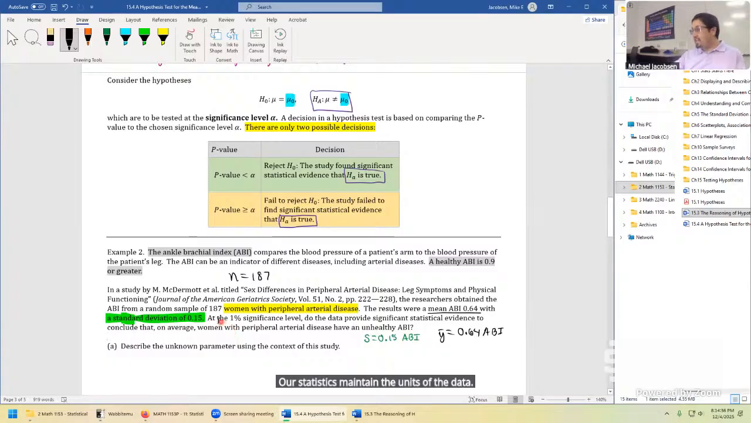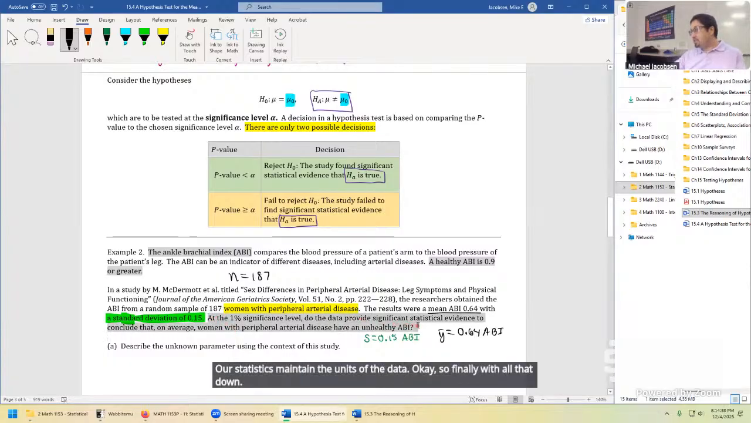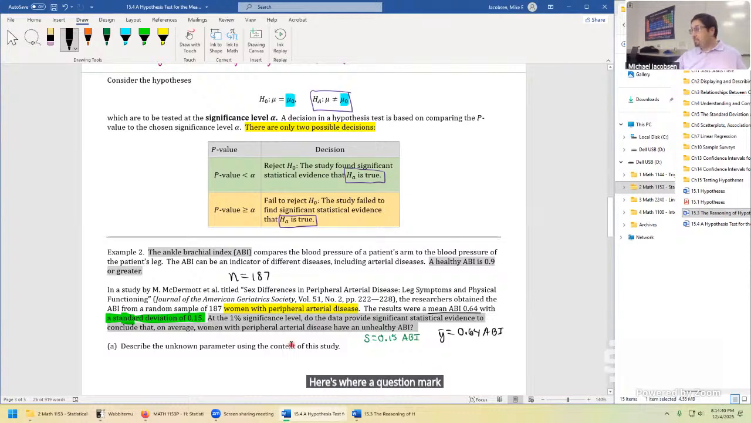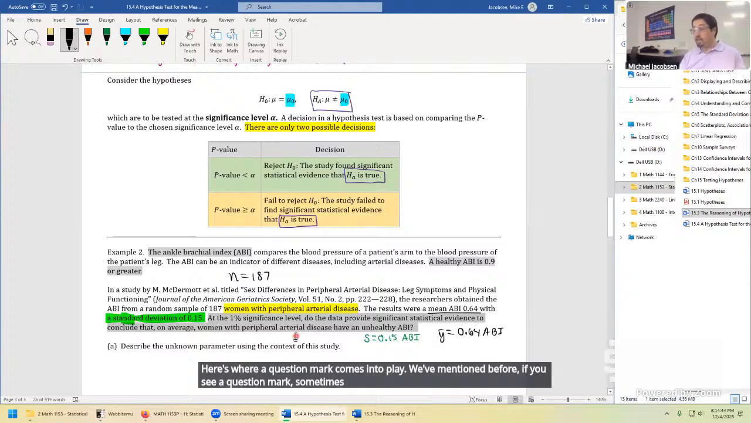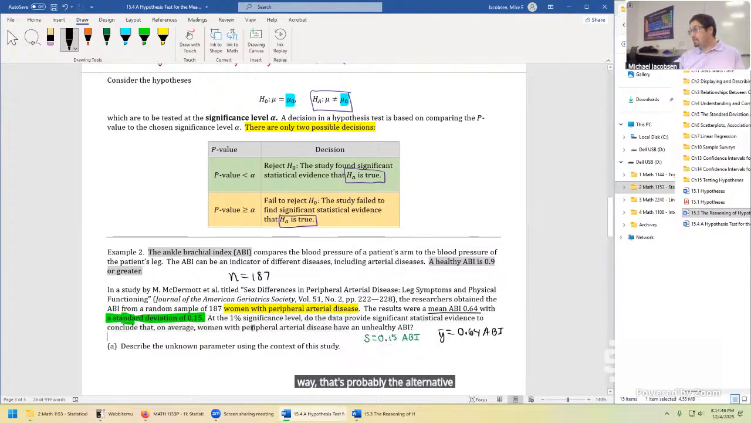Okay, so finally with all that down, here's where a question mark comes into play. We mentioned before, if you see a question mark, sometimes that's a humongous giveaway. That's probably the alternative hypothesis. Let's highlight this one as well.